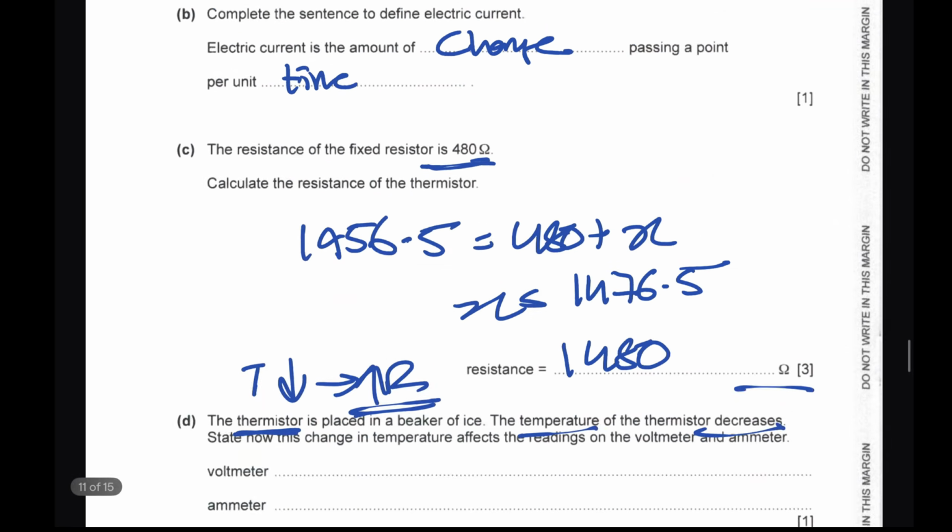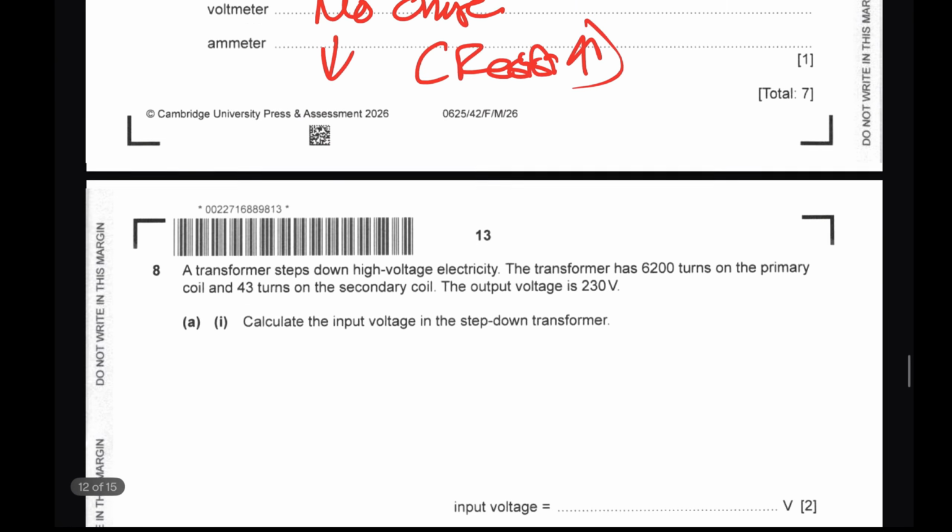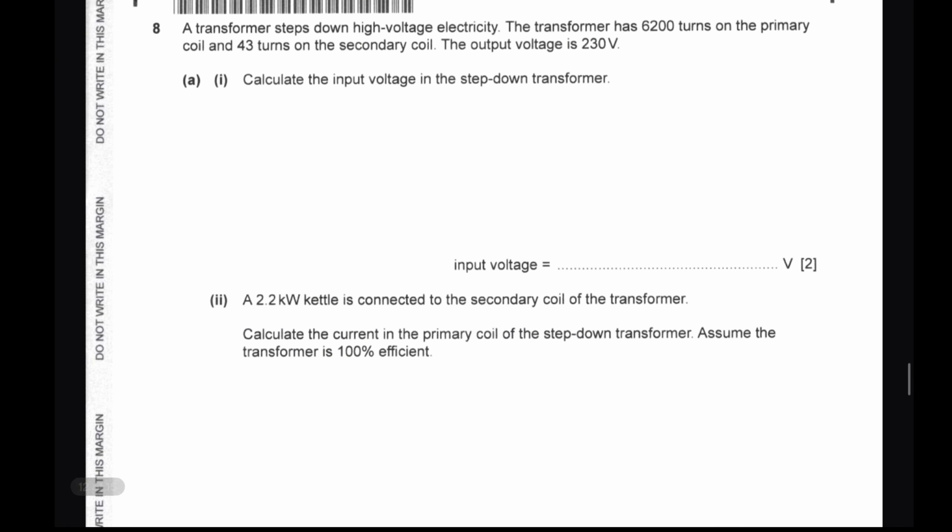So what's going to happen? The answer is voltmeter reading: no change. And ammeter: decrease. They didn't want an explanation, but I'm just saying it: resistance increases. That's right. All right, that's question 7 done. Let's move on. Question number 8.